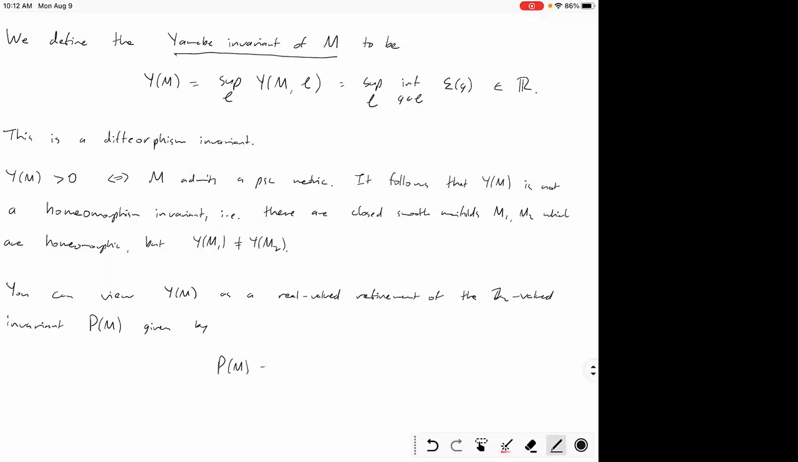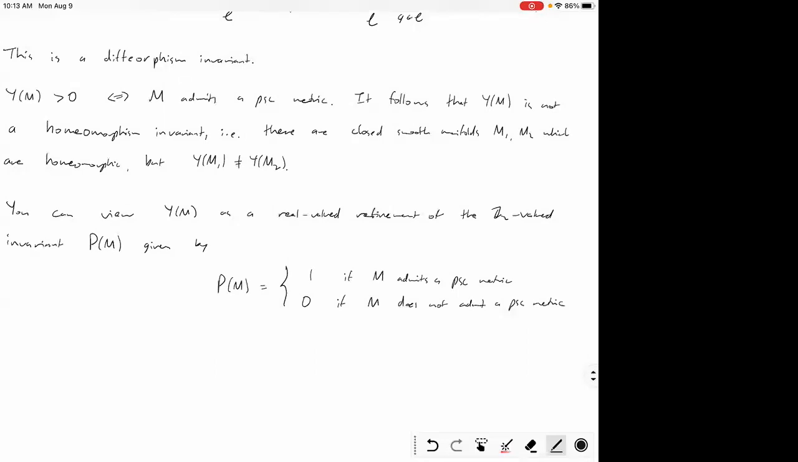So it's only got two values. It's 1 if M admits a PSC metric, and 0 if M does not admit a PSC metric. Okay, so what do I mean by refinement? So this invariant has only two values, 1 or 0. That's why it's Z2 valued, whereas the Yamabe invariant is real valued. It's producing a real number. So what do I mean by a refinement?